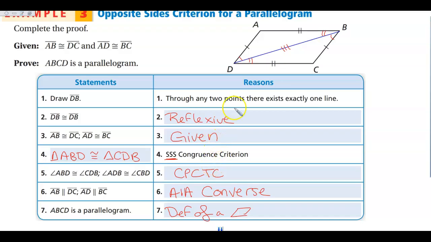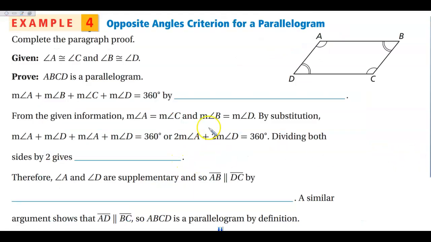Again, I know proofs are not fun, but we're trying to show that our opposite sides are parallel. To do that, we're trying to get these alternate interior angles congruent. To get those congruent, we have to show that the triangles are congruent by side, side, side. All right, let's do another one.